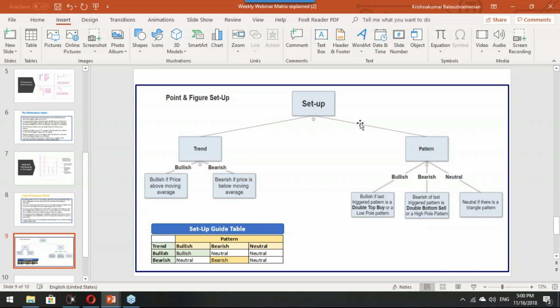So is the slide clear? Once you identify what the trend is and what the pattern is, then you can easily decide what the setup is. The inset that you have in the slide gives you the details about how to identify the setup. So if the trend and the pattern are bullish, the setup is bullish, and if the trend and pattern are bearish, the setup is bearish. Any other combination, it's going to be neutral.